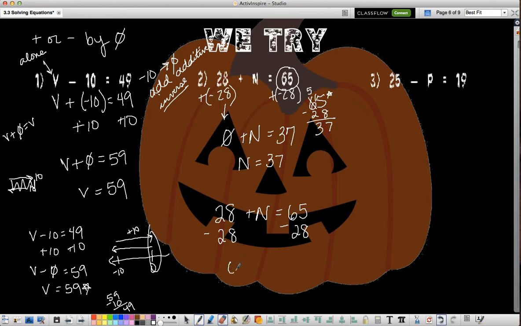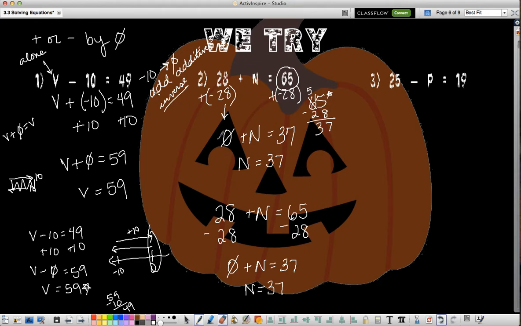So here I end up with 0 because a positive 28 minus a positive 28 gets me back to 0, plus n. Well, 65 minus 28 is still going to give me 37. And 0 plus n is still going to leave me with just n. So n is equal to 37.